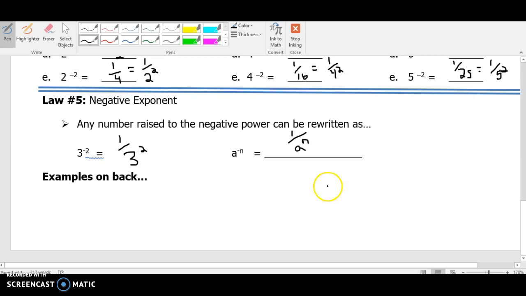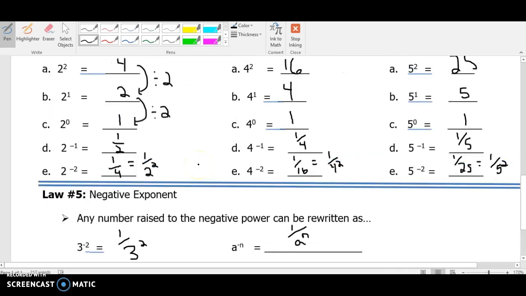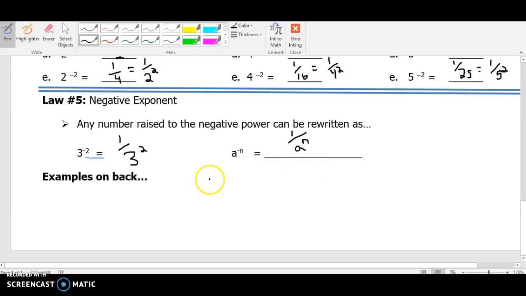All right, so that's your notes for tonight. That's what I want you to write down. We'll talk about what it looks like with negative exponents and the 0 exponent more tomorrow. But make sure you have these written down.